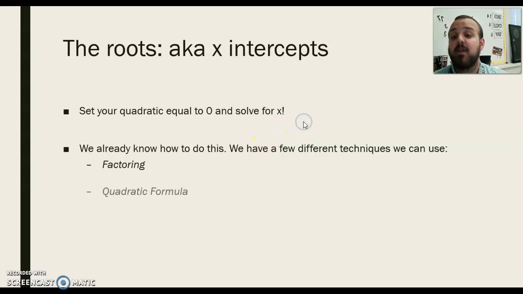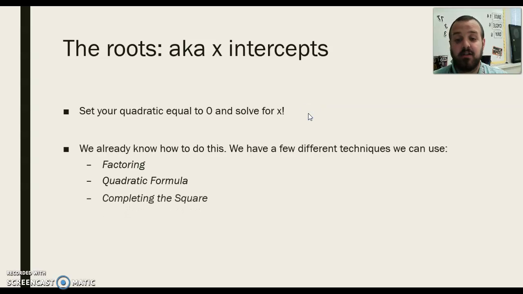We can use factoring. We can use the quadratic formula, and we can use completing the square. It doesn't matter to me which method you use if your goal is just to find the roots. As long as you can do one of those methods to find them, you'll be good to go. Do remember, though, when we're factoring, it has to be a factorable quadratic. Not every quadratic is factorable, and if that's the case, you have to fall back on these other two methods, okay?